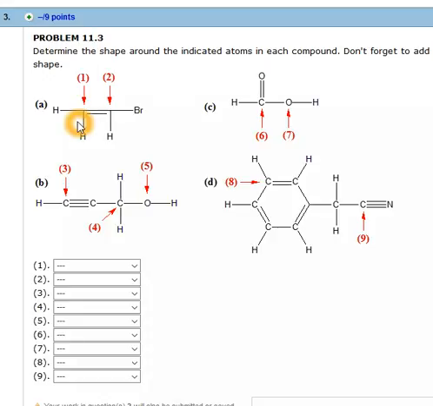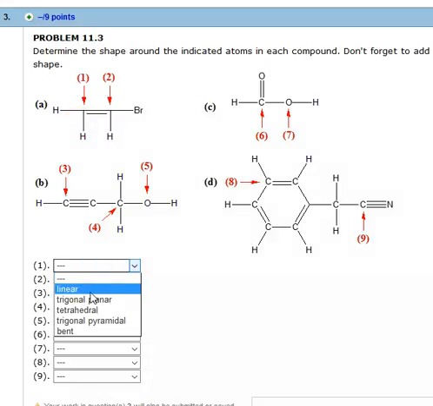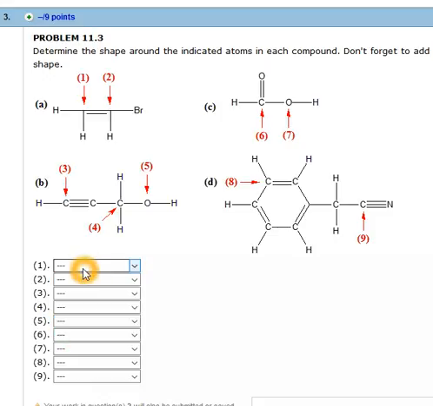Now, there's a table in your text. It's Table 11.1, and it's on page 376. I'm assuming you have the third edition of the text. Here, I'm going to refer to this, and you'll find it very useful. On this table, it's going to define what's linear, trigonal planar, tetrahedral, trigonal pyramidal, and bent. And it's simply based on the number of groups that are around that atom.